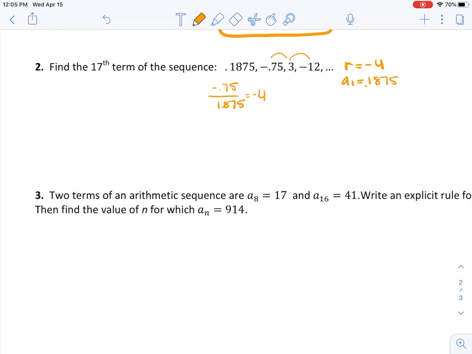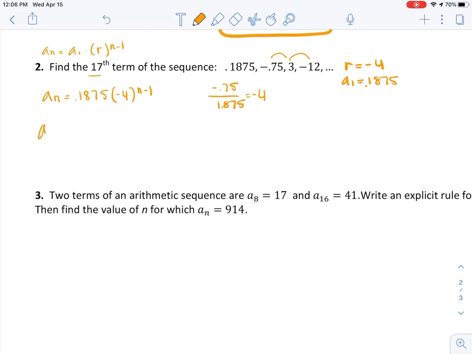So now I can write my rule for my geometric sequence. All right, remember geometric is in the form a sub n equals a sub 1 times r to the n minus 1. So a sub n equals my first term, 0.1875, times r, which is negative 4, to the n minus 1 power. Rule done. All right, so that's what's nice about geometric. Like once you have your rule, that's over.